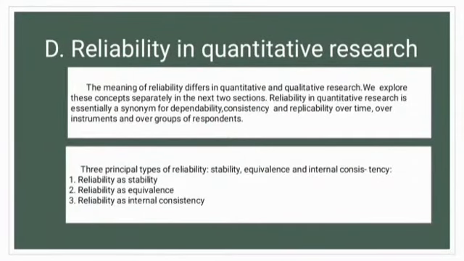Next, reliability in quantitative research. The meaning of reliability differs in quantitative and qualitative research. We explore this concept separately in the next two sections. Reliability in quantitative research is essentially a synonym for dependability, consistency, and replicability over time, over instruments, and over groups of respondents. Three principal types of reliability.